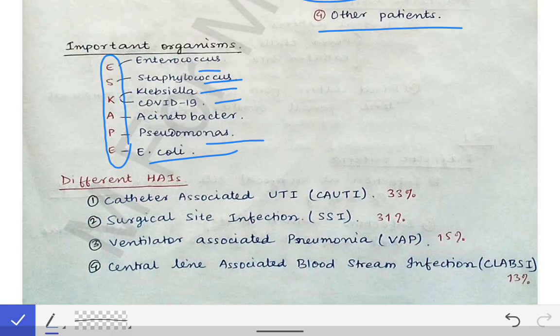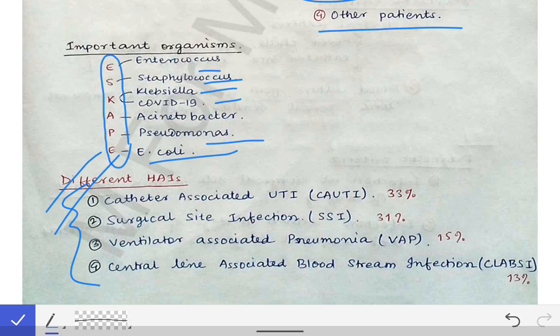Okay, now these are all the different points in the topic of healthcare associated infections. But the two most important questions which may come from this topic are, number one, the definition of healthcare associated infections, and number two, what are the different types of healthcare associated infections. These two are very important questions from this chapter. So different healthcare associated infections are these four. There are also other infections, but these four are most common.